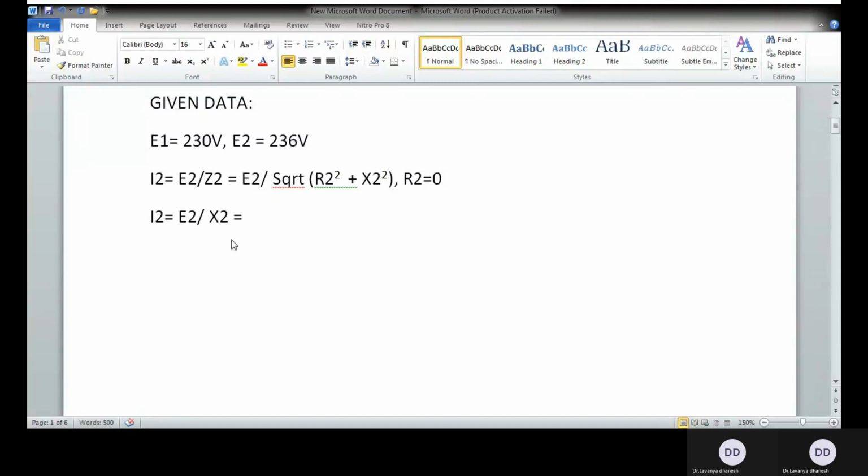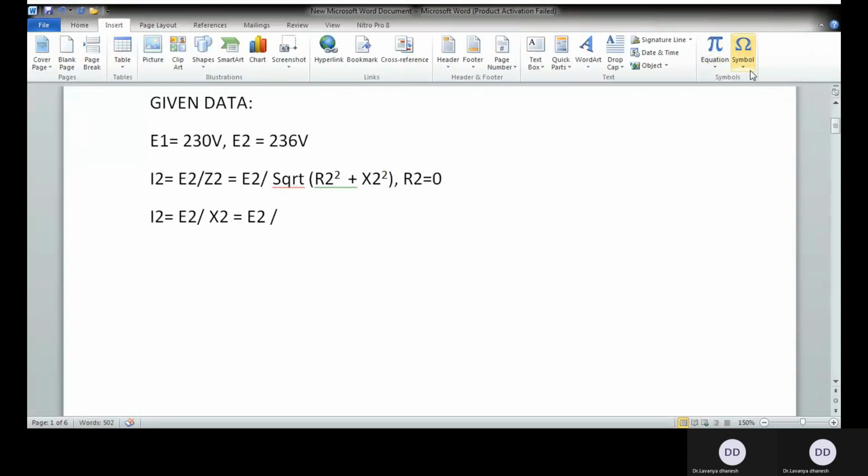So now tell me what is X2? X is the reactance. So we can write it as omega into L2. All these formulas you should be knowing. Okay, without that it will be difficult for you to understand. Always please be careful in writing all the formulas. That is very, very important. So we are giving the term as omega.